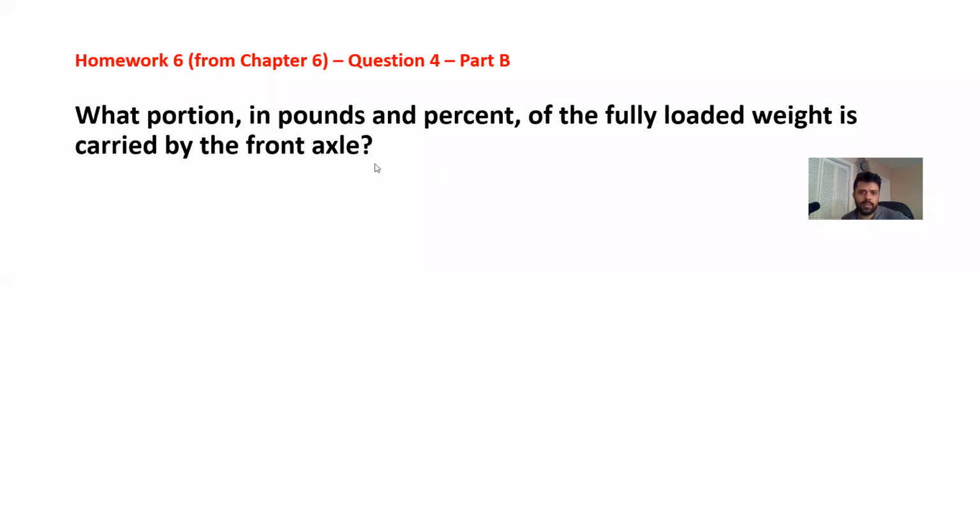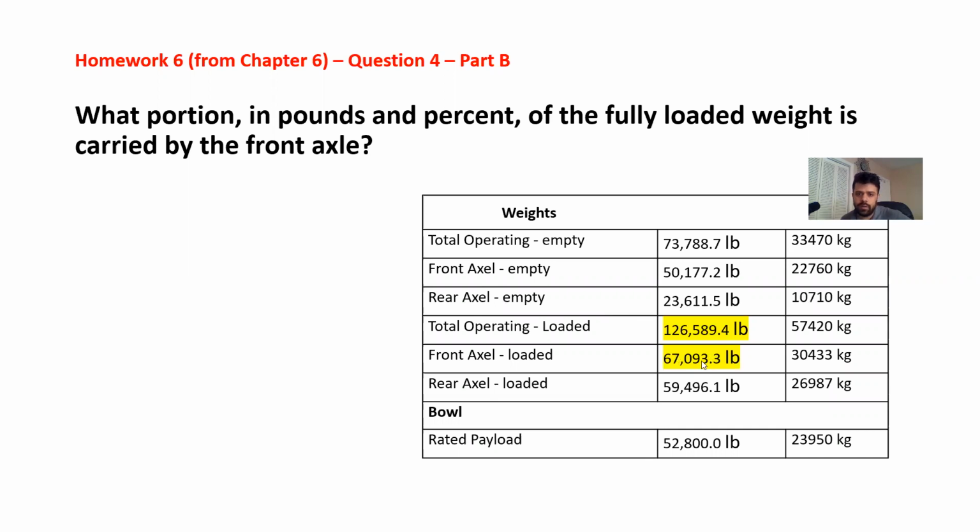Well, that's an easy question because all we need to do is to see how much of the total operating load is carried by the front axle. Okay, so that would be 67 whatever divided by 126,000. So we need the percentage. So almost half of the equipment's weight is on its front axle, slightly more than half.